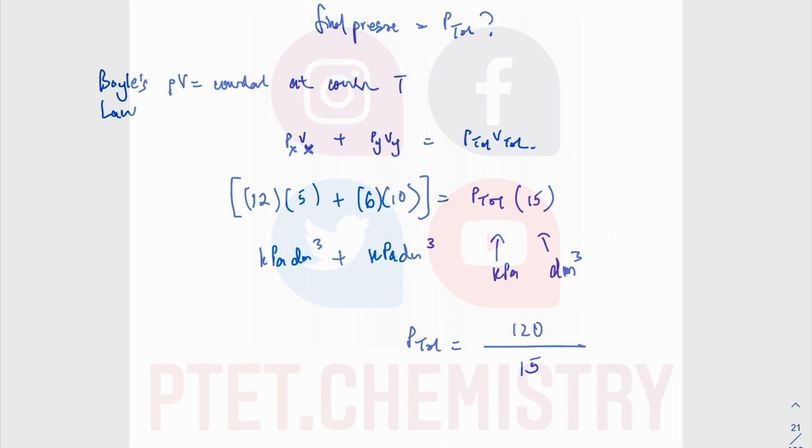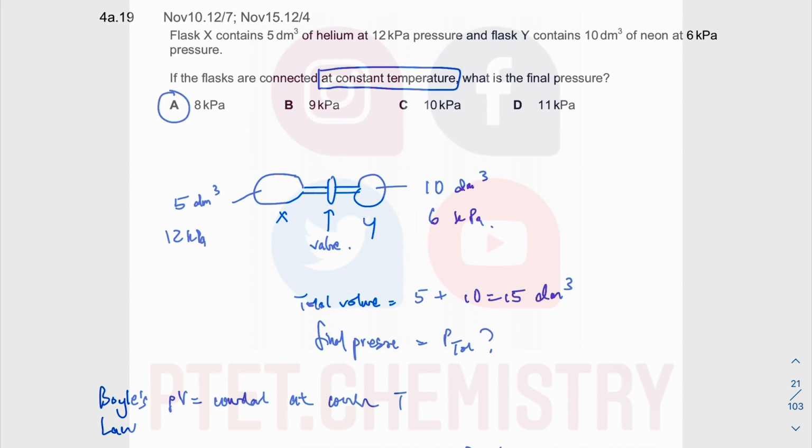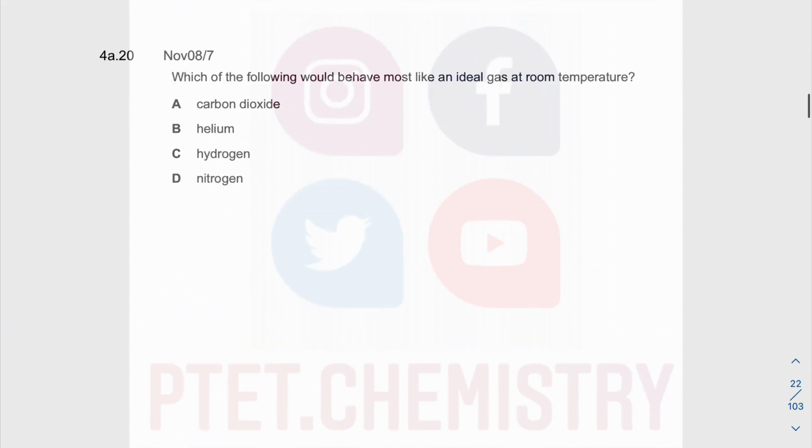Move the 15 underneath because it's multiplied here, so it becomes divide to the other side. 120 divided by 15 gives me 8, and the unit will be 8 kilopascal. So don't forget your units, yeah. All right. So this is the last question of this 5-question series.